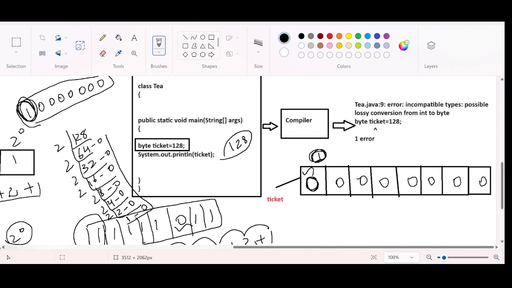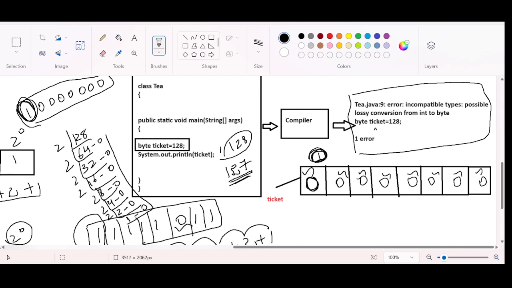If you take specifically 127 instead of 128, there is an option to store 127. We can replace all these memory spaces with the binary equivalent of the number 127. But when you take 128, one bit is overflowing. That's the reason why we are getting this error.